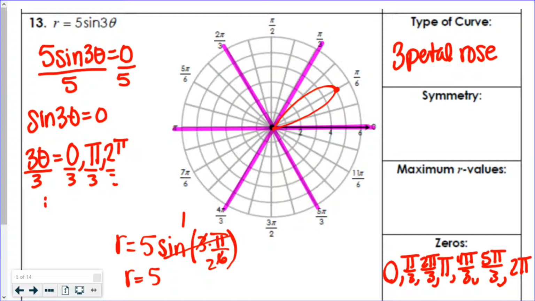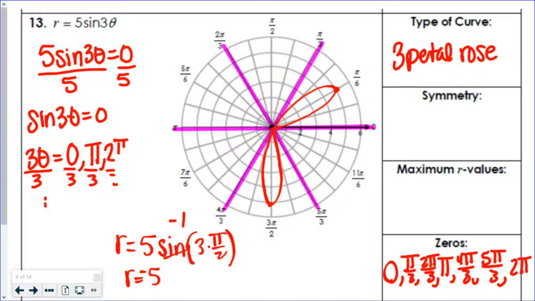All right, so then my next angle would be up here at pi over 2. So going back and figuring these points out, 3 times pi over 2. Sine of 3 times pi over 2, that's actually down here. Sine of 3 pi over 2 would be negative 1. 5 times negative 1 is negative 5. So when I am at pi over 2, my R value is negative 5. So there, 1, 2, 3, 4, 5. So from here we come down and then go back to 0.